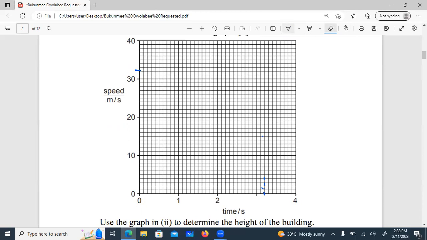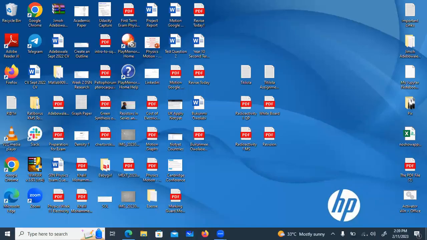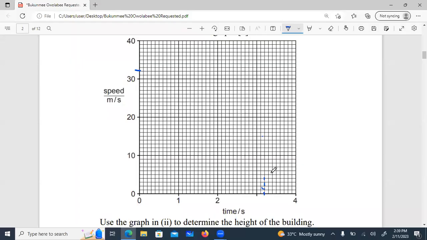My line has not been straight. Let me try my best to make it straight. So I want to draw a perfectly straight line. You use your pencil and your ruler to trace 3.2 seconds, and you trace it to the speed of 32 meters per second. You know, it took 3.2 seconds to attain a speed of 32 meters per second.